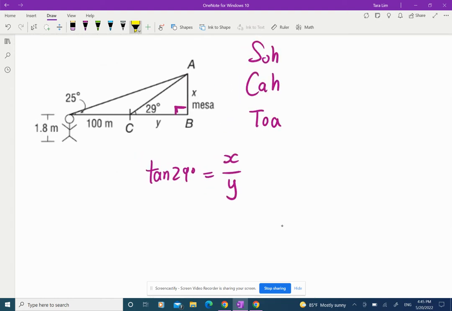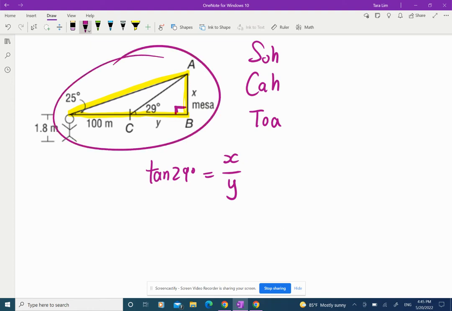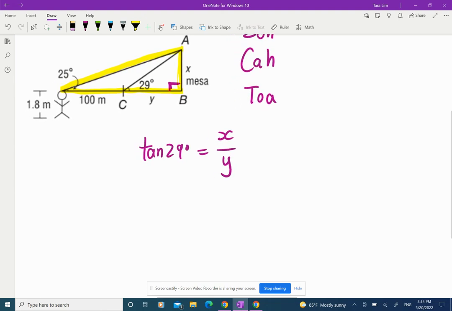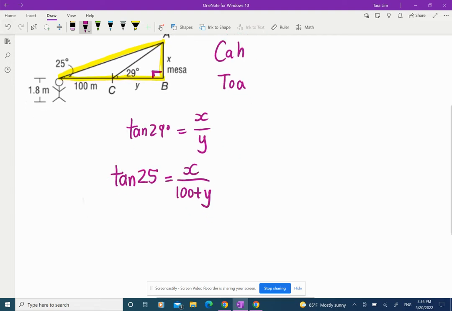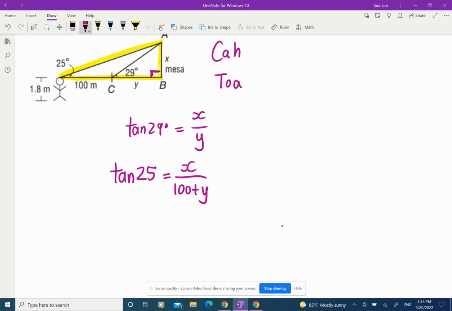Now notice that there's also another triangle, a big triangle here. And so now I want to write an equation of the triangle in order to find x. So this time it's not going to be tan 29 degrees, it's going to be tan 25 degrees is equal to, again, x over, this time not y, instead it is 100 plus y. And so how do we solve for x? Because we have two unknown variables.